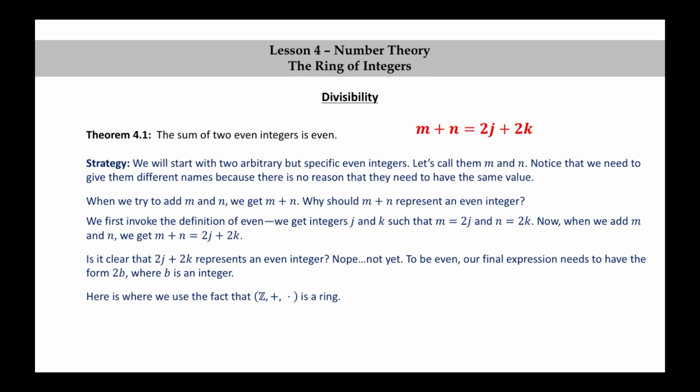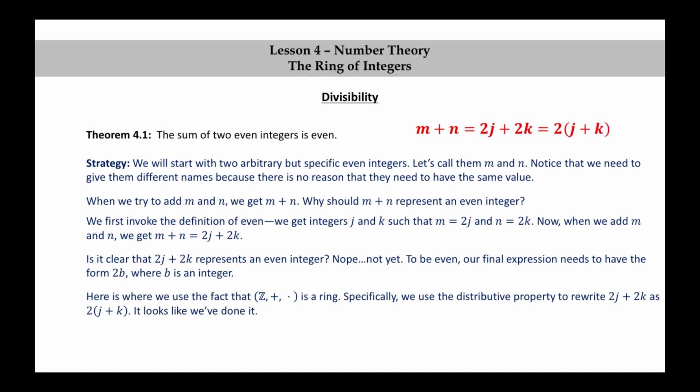Here is where we use the fact that the set of integers, together with addition and multiplication, is a ring. Specifically, we use the distributive property to rewrite 2j plus 2k as 2 times (j plus k). It looks like we've done it. But we just need to verify one more thing. Is j plus k an integer?